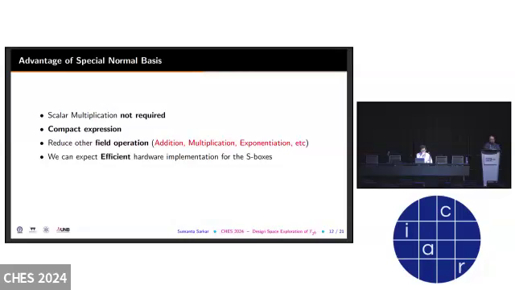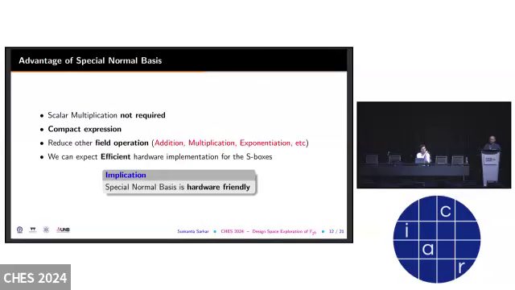So that means they reduce the other field operations like addition, multiplication, expansion. We got far fewer such operations. That means we can really expect an efficient hardware implementation if we implement it this way. So the implication is that this special normal basis is really hardware friendly.